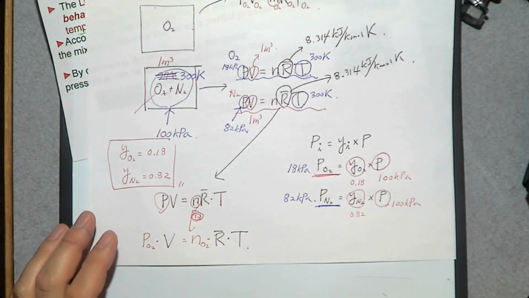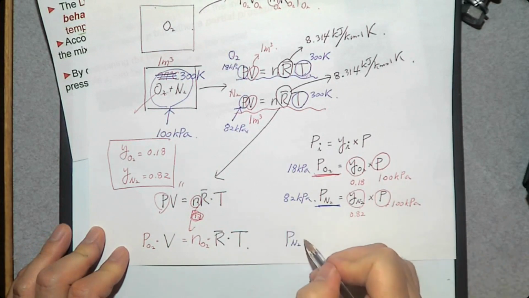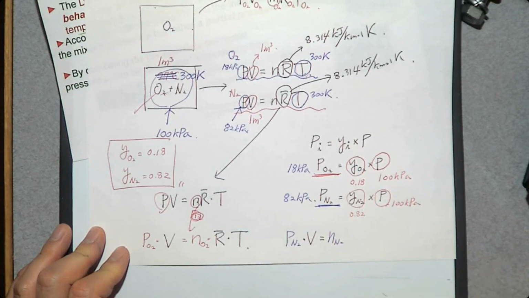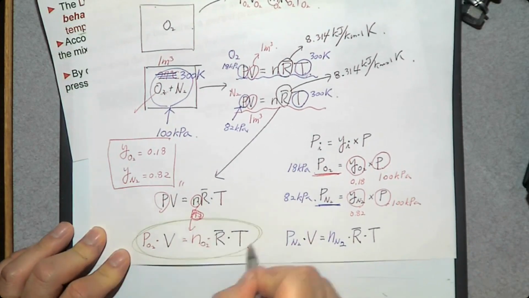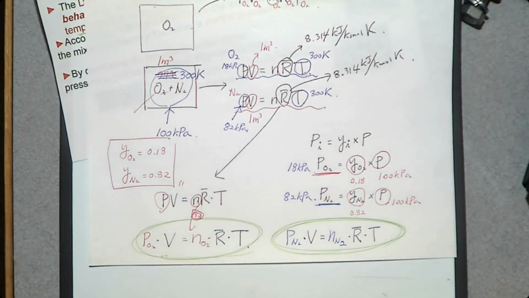What about nitrogen? The partial pressure of nitrogen times the total volume is the number of moles of nitrogen times the universal gas constant R bar times temperature. So this is how we use the ideal gas equation on a mixture. When you have a mixture of two, this is how we write the ideal gas equation for oxygen and for the other component, nitrogen.